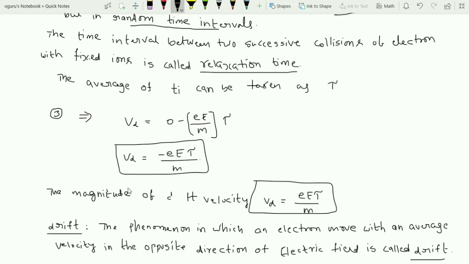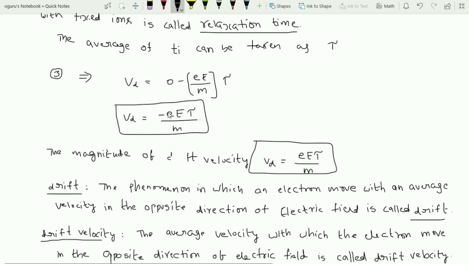The magnitude of the drift velocity, so Vd is equal to, if you avoid the negative sign, e capital E tau by m. This is the magnitude of the drift velocity.